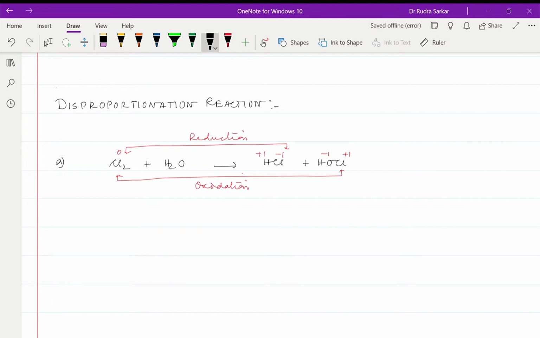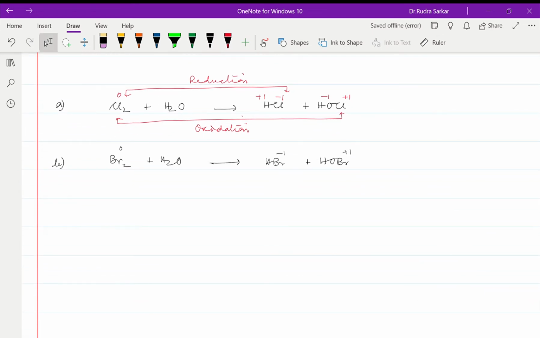Similarly, you can even dissolve Br2 in water, and if you write the products, so here it is plus 1 and minus 1, this is 0. So this also is a disproportionation reaction. Let us consider a few more examples.